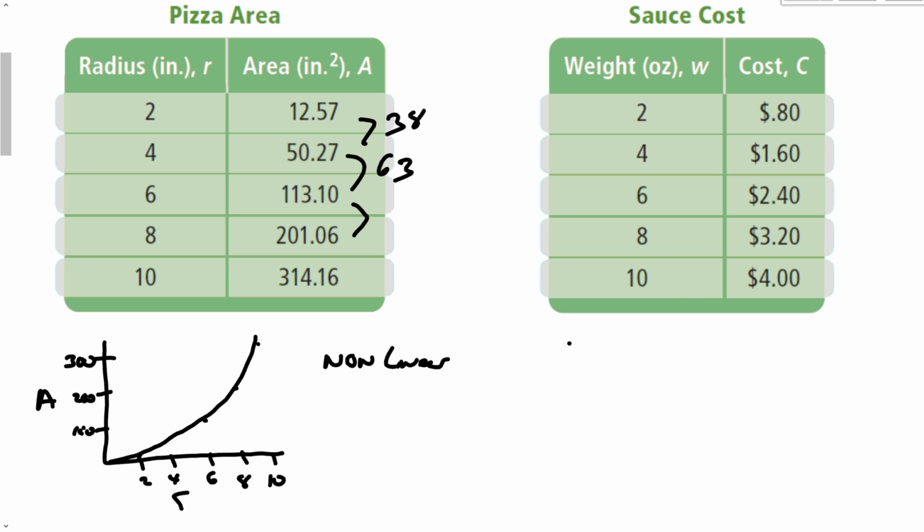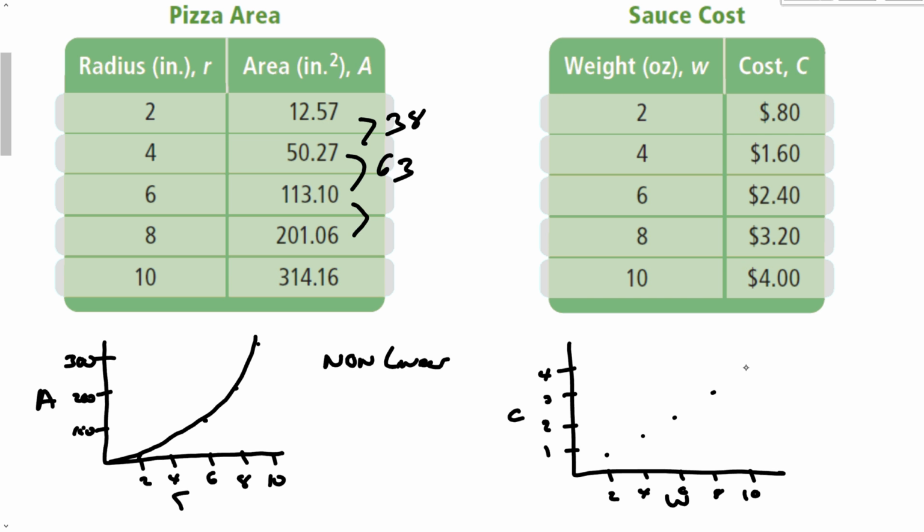Right? Whereas the sauce, we have the weight of the sauce and the cost. So the weight, let's go 2, 4, 6, 8, 10 again. And this one now we can go with $1, $2, $3, and $4. Okay. So you can see at 2 ounces it's 80 cents. 4 is $1.60, right in the middle there. 6 is $2.40, right about there. 8 is a little bit over 3, and 10 is 4. And if I could draw perfectly, this would be perfectly straight. So we can see that this is linear.